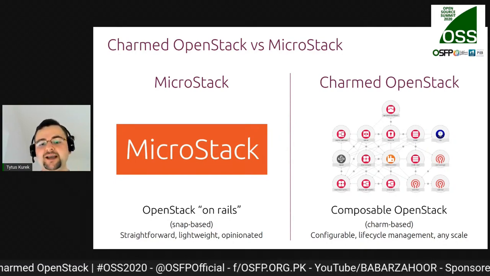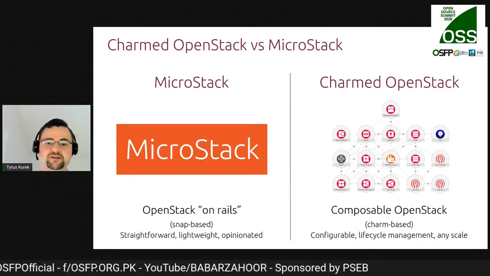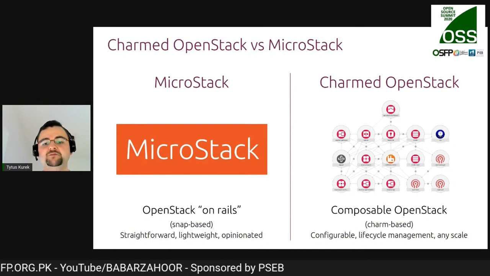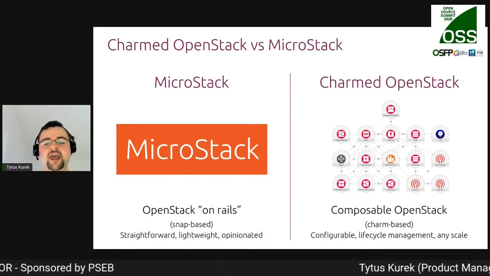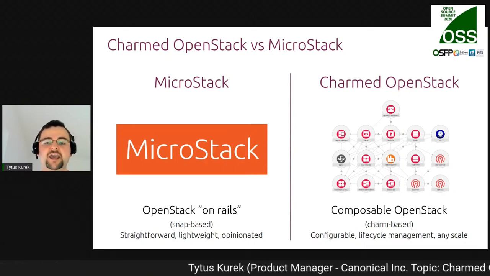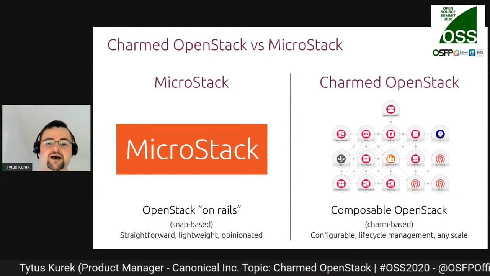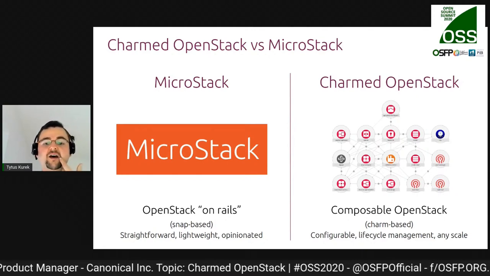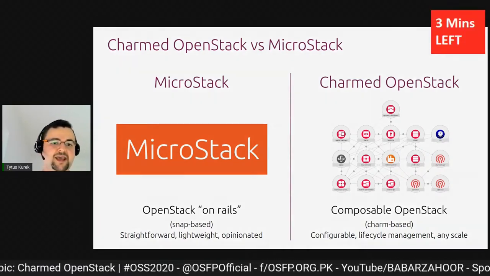While Charmed OpenStack is kind of a composable OpenStack solution that is based on operators, that is more suitable for large-scale deployments in a data center when you're running tens or hundreds of hypervisors and you need a private cloud solution. Charmed OpenStack is a better answer for that, also ensuring configurability and lifecycle management.